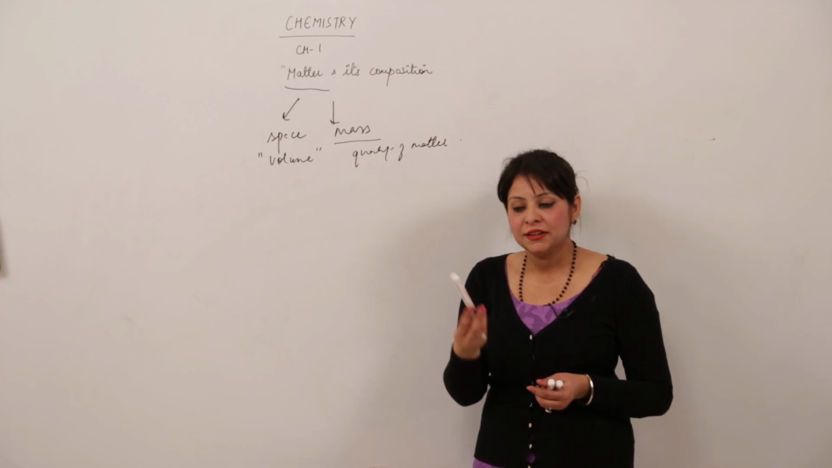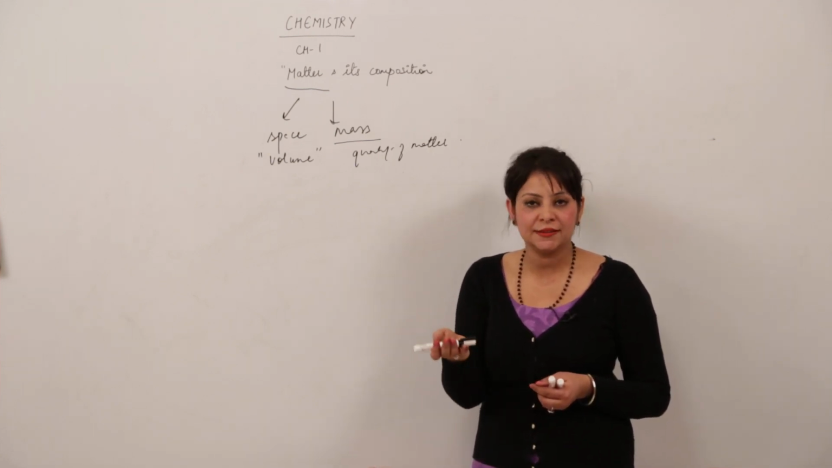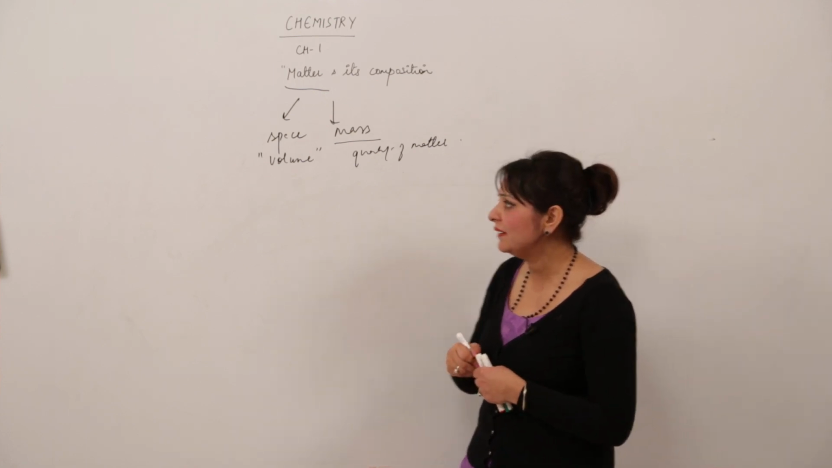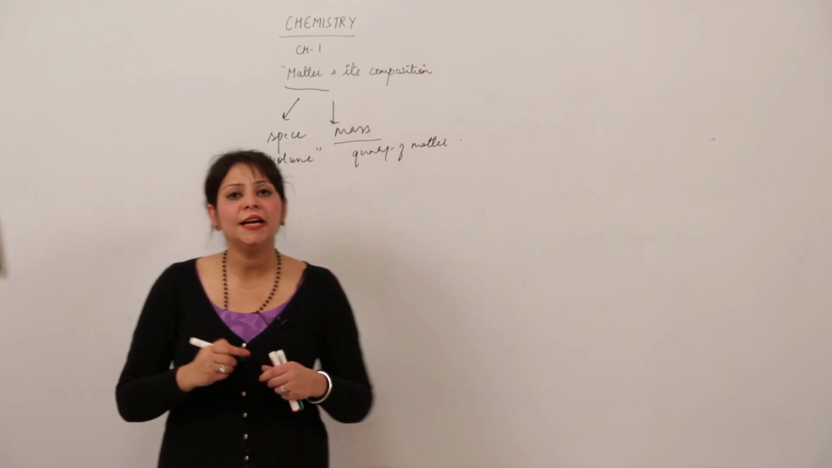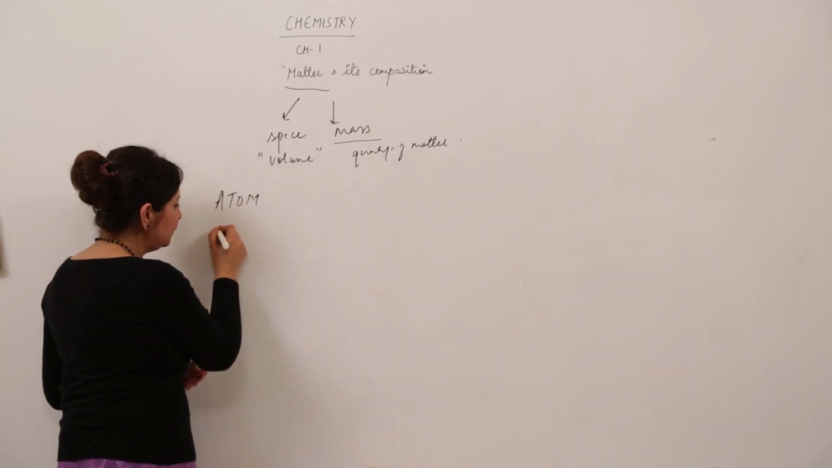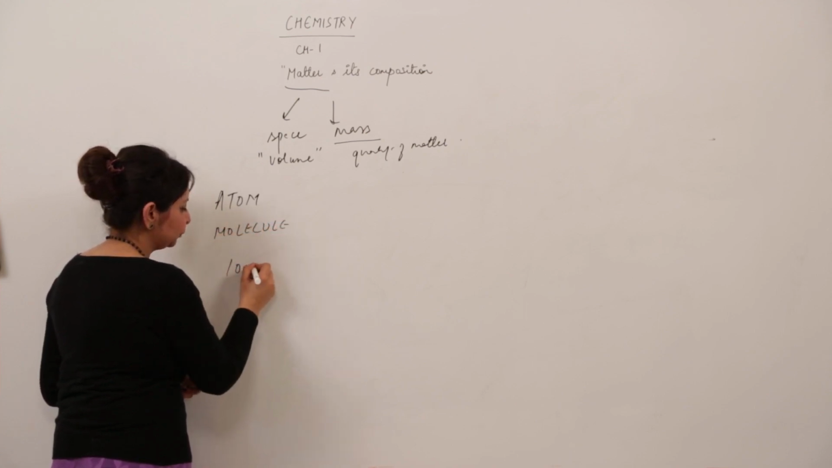For example, this marker, if I keep it, it will occupy space and also it has certain mass. So it is also a form of matter. Matter is now formed of three kinds of particles. The particles can be atom, molecule, or ion.